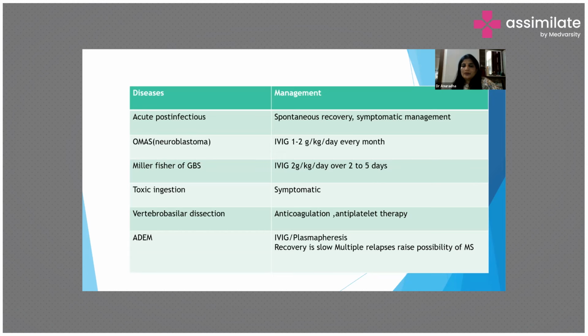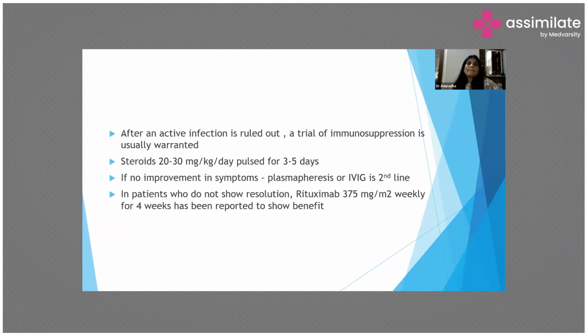ADEM, again IV immunoglobulin, plasmapheresis. Recovery slow, multiple relapses raise the possibility of multiple sclerosis. So prognosis is not very good in ADEM. So once we rule out the active infection, then the trial of immunosuppression is normally warranted. You don't have to start the immunosuppression right from the beginning.